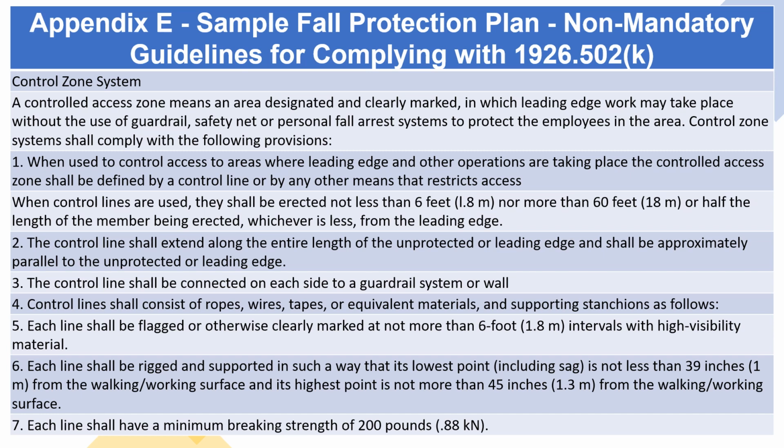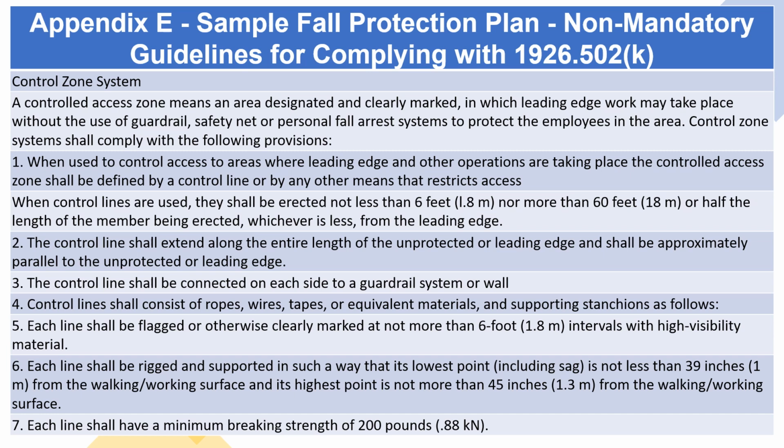2. The control line shall extend along the entire length of the unprotected or leading edge and shall be approximately parallel to the unprotected or leading edge. 3. The control line shall be connected on each side to a guardrail system or wall. 4. Control lines shall consist of ropes, wires, tapes, or equivalent materials, and supporting stanchions as follows.